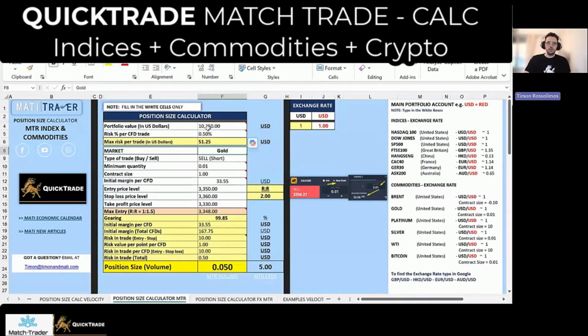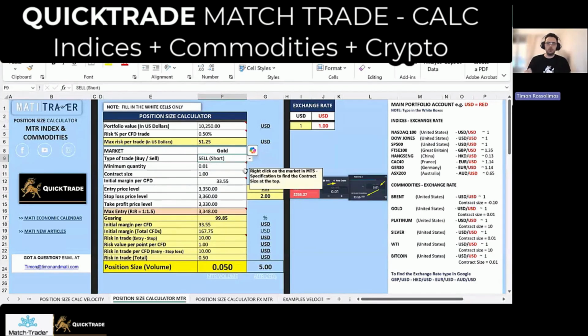So you put in your portfolio, which is 10,250 or whatever your portfolio is. You put in the risk percentage per CFD, 0.5%. So the max risk is $51. The market you're trading is gold. The type of trade is to buy or sell. So to go long, you press that. To go short, you press this.